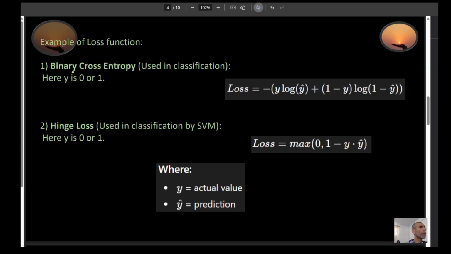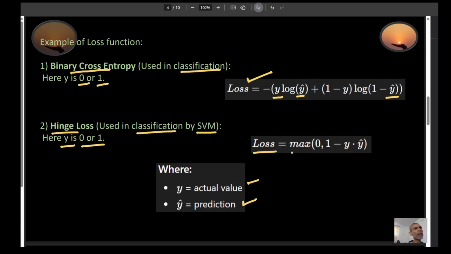And then you have binary cross entropy. This one is used in classification, and the loss function is given by this expression right here. In this case, your y is going to be either 0 or 1. So y is your actual value, and your y hat is your prediction. These are your predictions right here, this one and this one. And then you have hinge loss. This is also used in classification, and this one is used by the SVM model. Again, here your y is going to be 0 or 1, and the loss function is given by the maximum of 0 comma 1 minus y times y hat. This is your actual value and this is your predicted value.